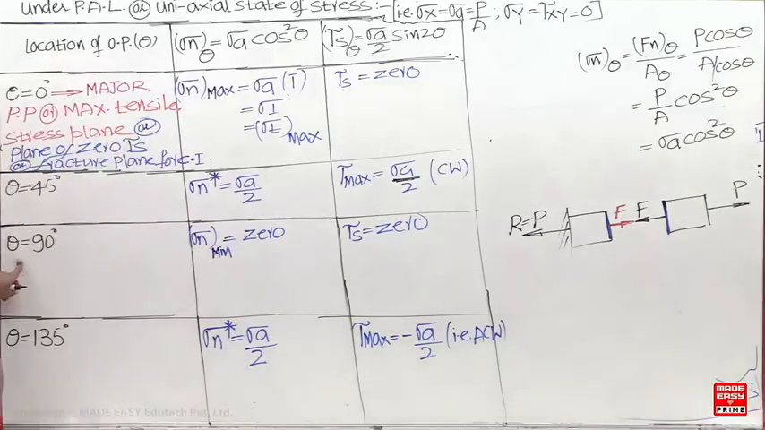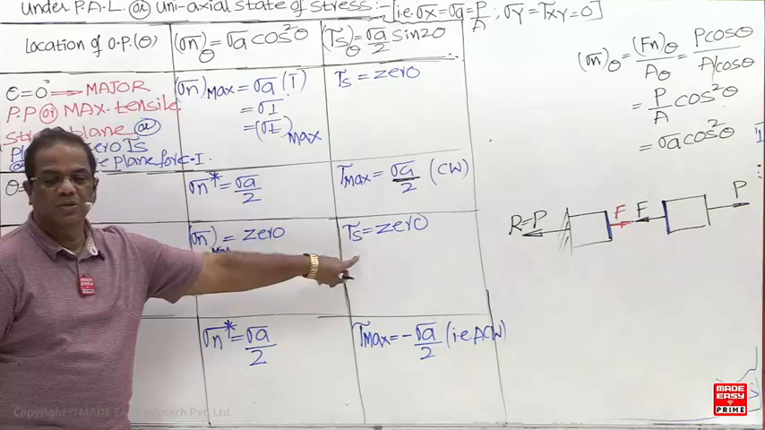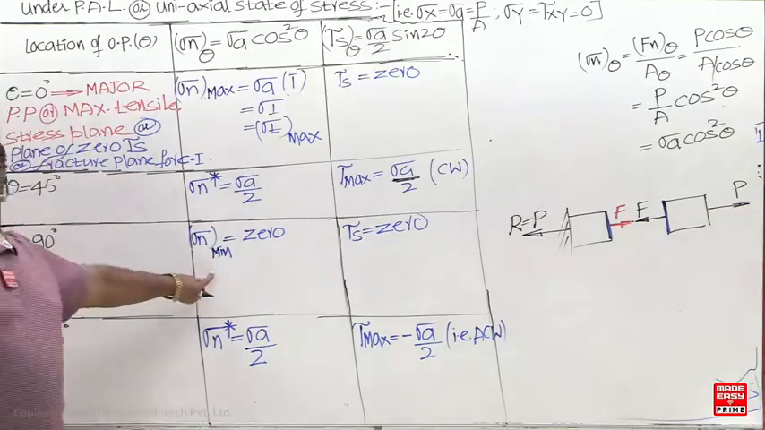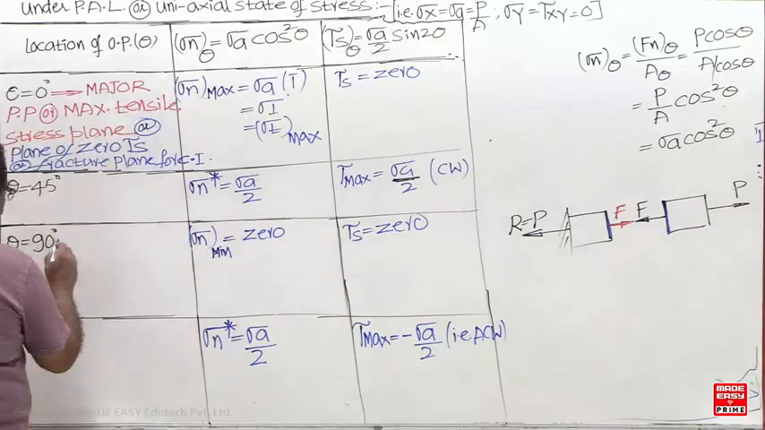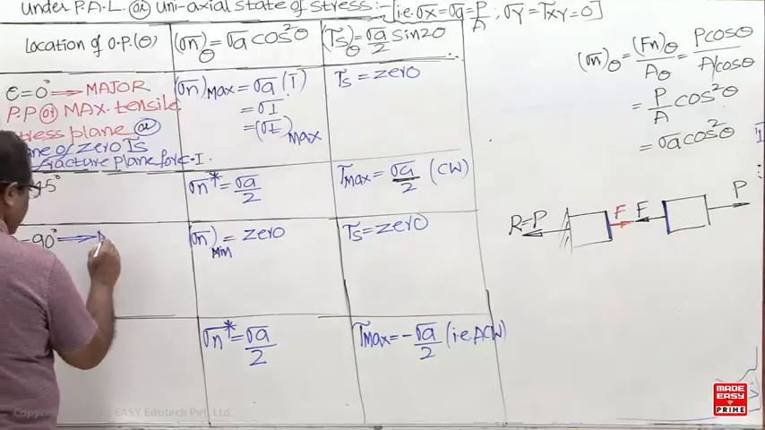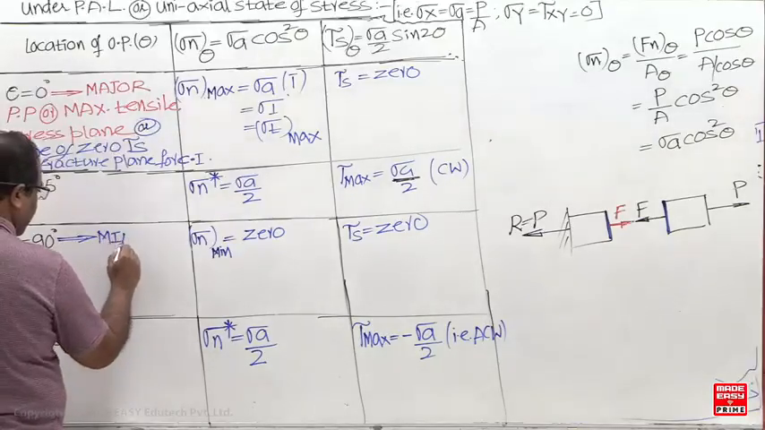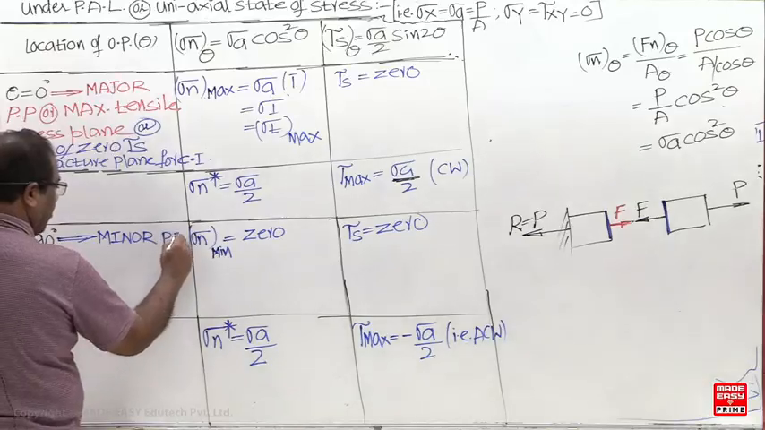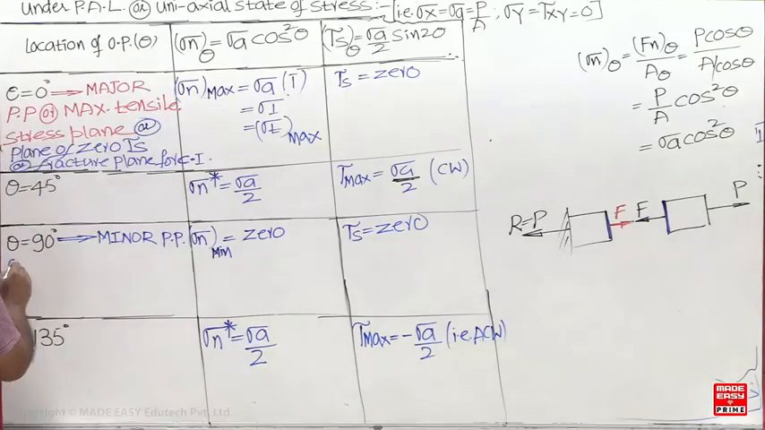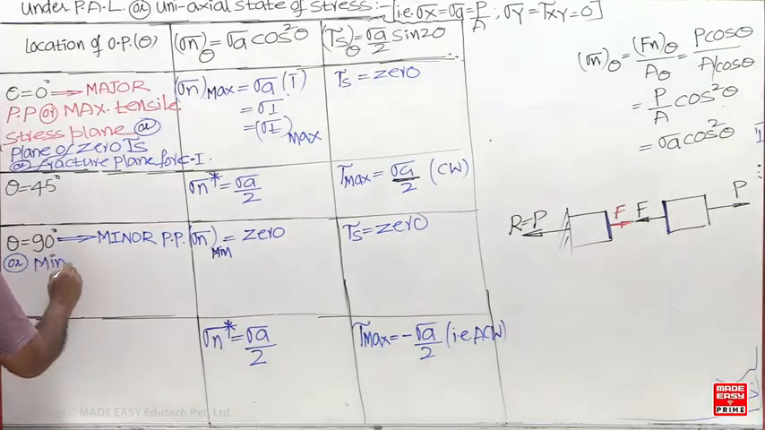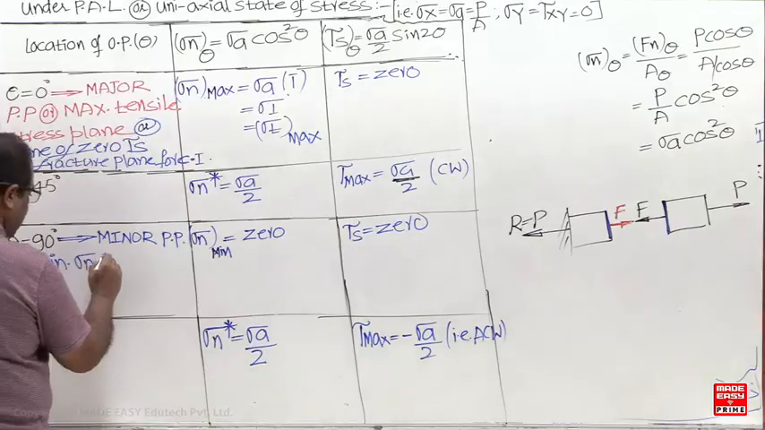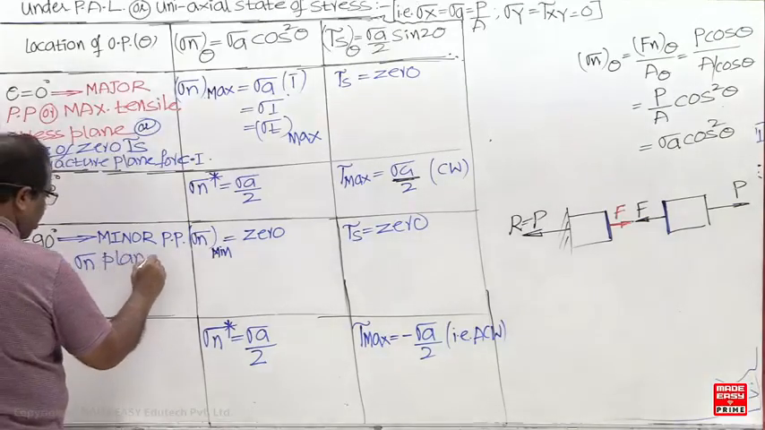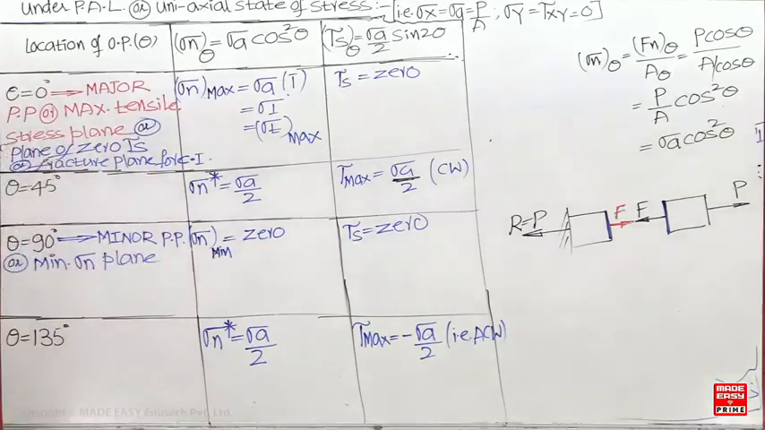Now what about this plane? On this plane also shear stress is 0, therefore it is also a principal plane. But on this plane the normal stress is not maximum, therefore this will be a minor principal plane. Minimum normal stress plane.